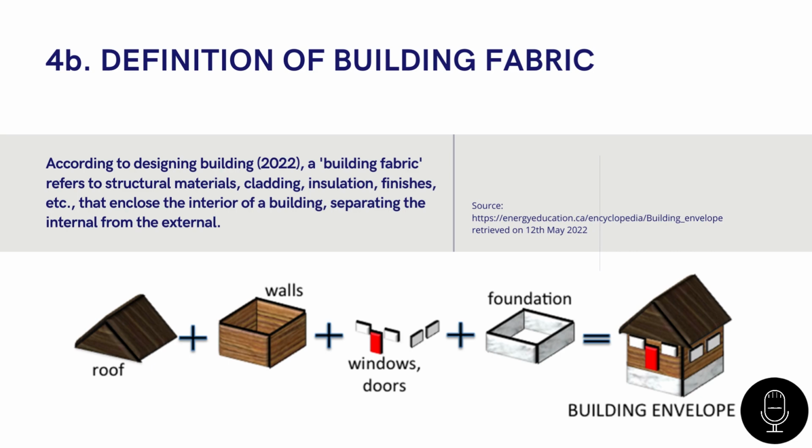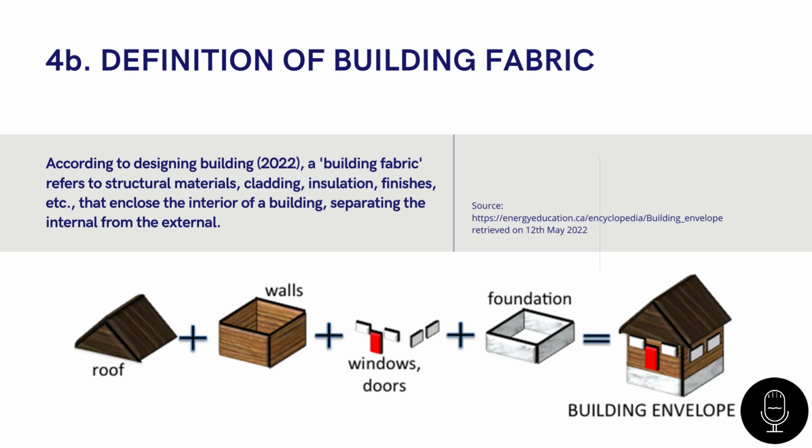According to Designing Buildings 2022, a building fabric or building envelope refers to structural materials, cladding, insulation, finishes, and others. It actually encloses the interior of the building, separating the internal from the external elements. It is common understanding that the building envelope is a combination of roof, wall elements, windows and doors, as well as the foundation.